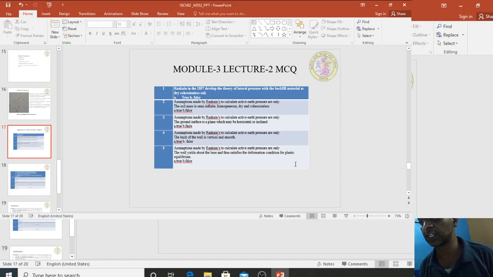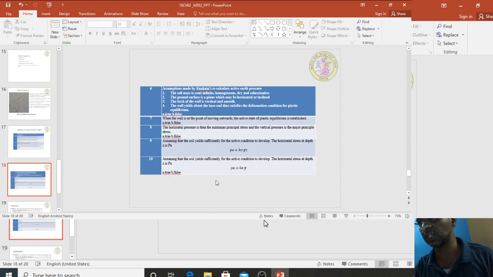Assumptions made by Rankine to calculate active earth pressure are only the ground. It is also false. The assumption made by Rankine is backfill with vertical or smooth wall. It is false. The assumptions made by Rankine to calculate active earth pressure are only that the backfill yields about the base and thus satisfies the deformation condition of plastic equilibrium. So that is one of the assumptions, not the only assumption, therefore the option is B, it is false. So next, all four assumptions made by Rankine are correct, that is true.